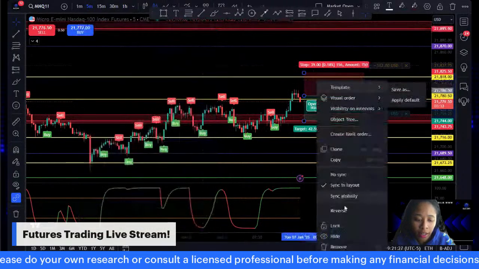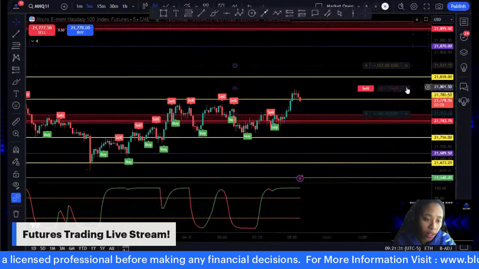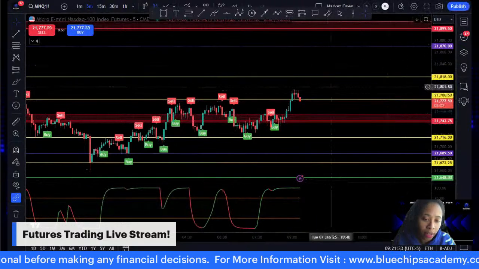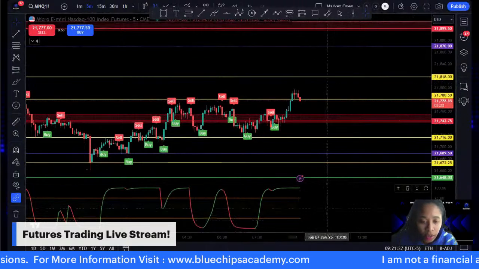And then when I want to get out of it, I just right click here and click remove, and it's gone. You want to click the X right there where it says limit to make sure that nothing gets triggered.